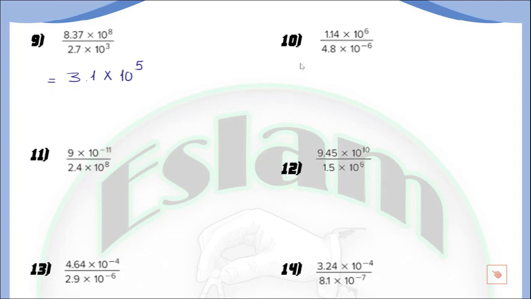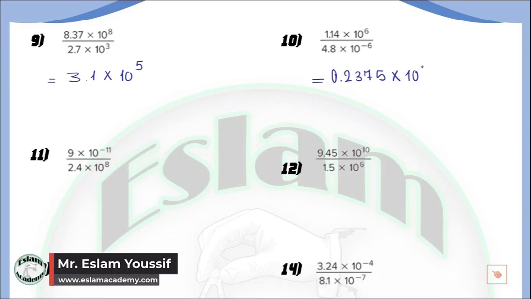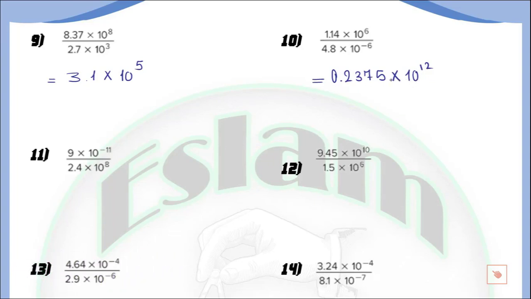In question number 10, 1.14 multiplied by 10 to the power 6 divided by 4.8 times 10 to the power negative 6. We'll just divide 1.14 by 4.8. It will be equal to 0.2375 times 10 to the power 6 divided by 10 to the power negative 6. We will just write 10 and subtract the powers. 6 minus negative 6, the answer now will be equal to 12. You will find that this number is not written in scientific form, because we just need one digit at the left of the decimal point. This digit cannot be equal to 0.